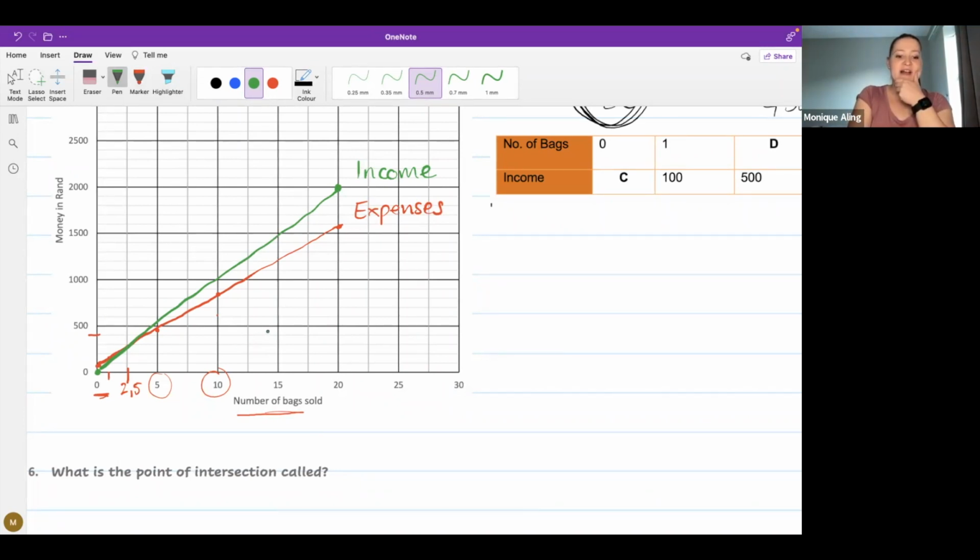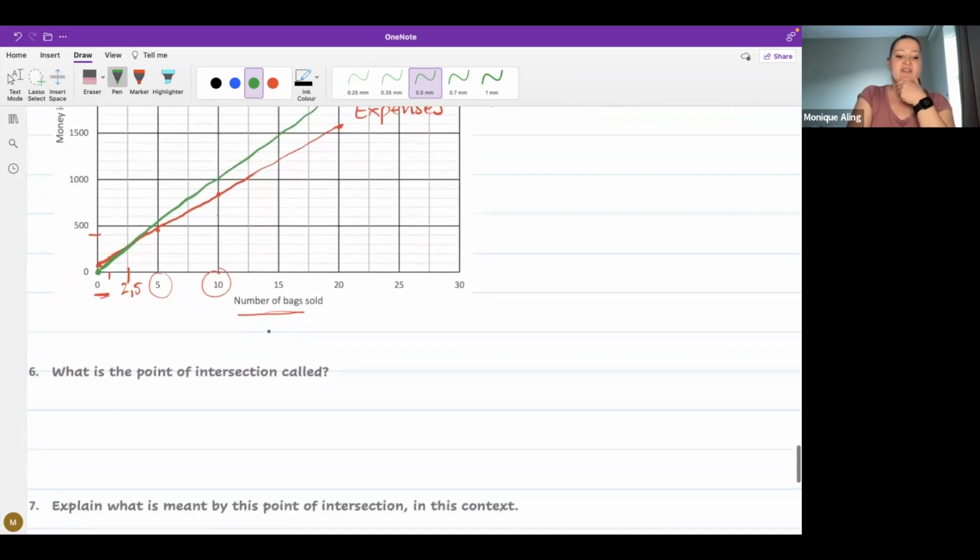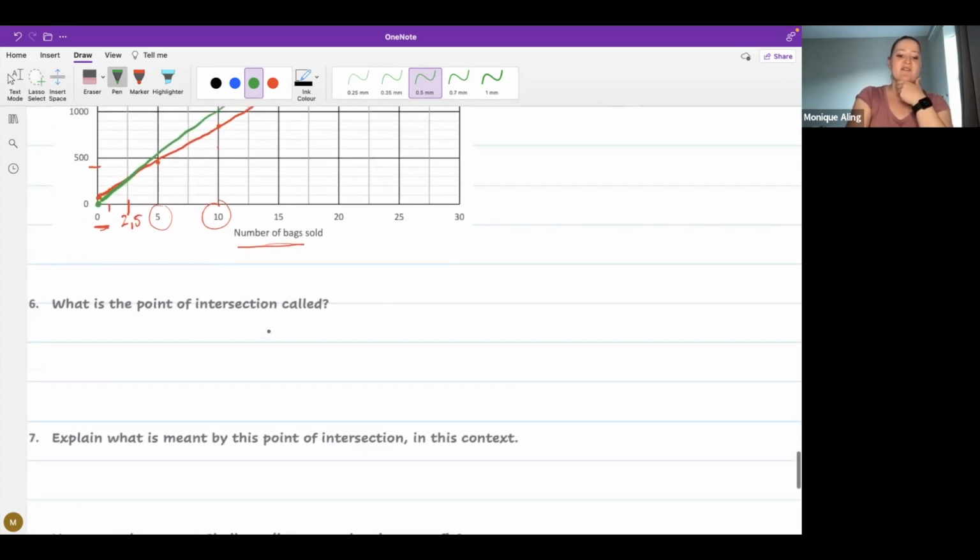So keeping this graph in mind and the scenario in mind, let's have a look at question 6. What is the point of intersection called? Anyone want to tell me? Oh, there they're coming. There we go. Break-even point. Good. Okay, so I'm just going to abbreviate it to BEP, which is also quite a common abbreviation. Also, in a test, if you have to label the break-even point, you can say BEP, like I have done on the graph now.